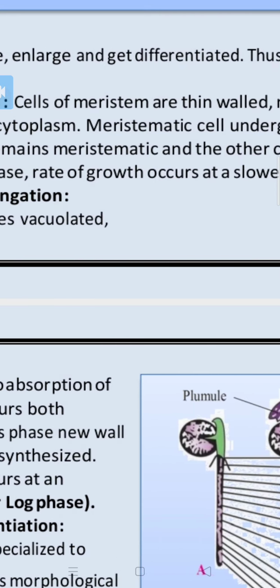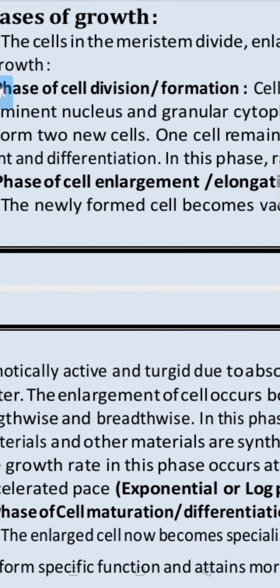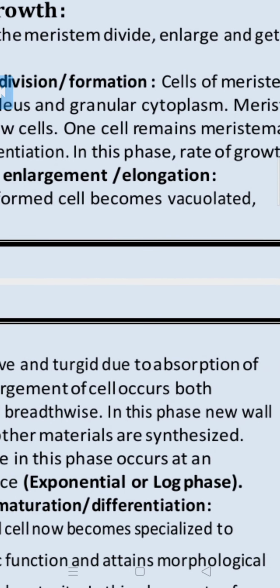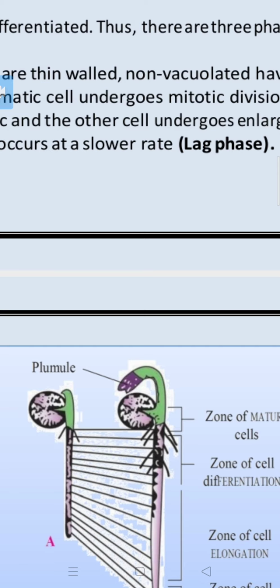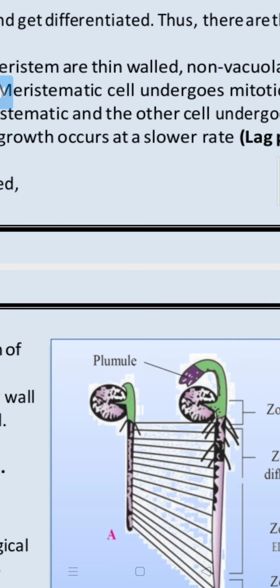One cell remains meristematic and the other cell undergoes enlargement and differentiation. So when it undergoes mitosis, it forms two cells and one cell remains meristematic for redividing and another becomes maturated, differentiated. Okay, in this phase rate of growth occurs at slower rate. Okay, and this phase is also called as lag phase because its rate is slower.